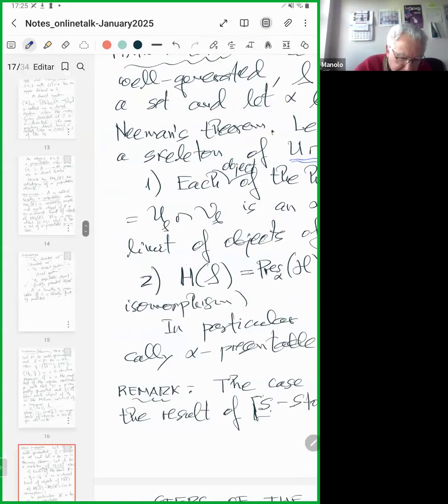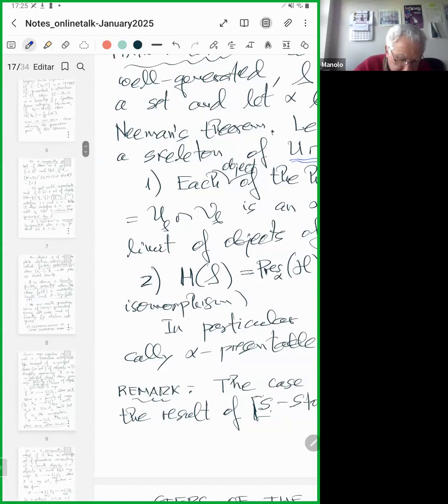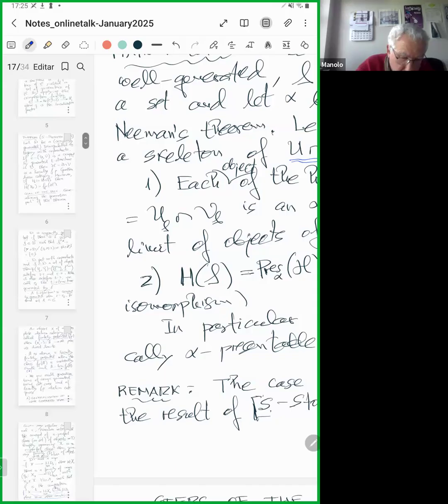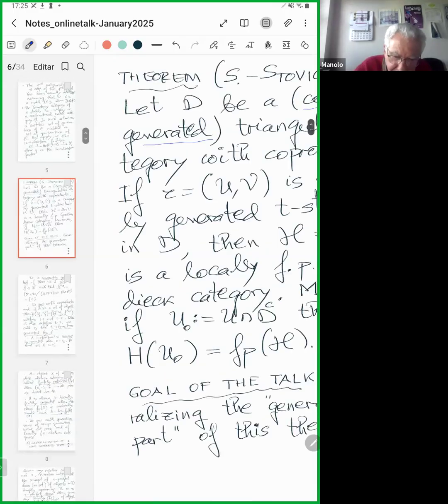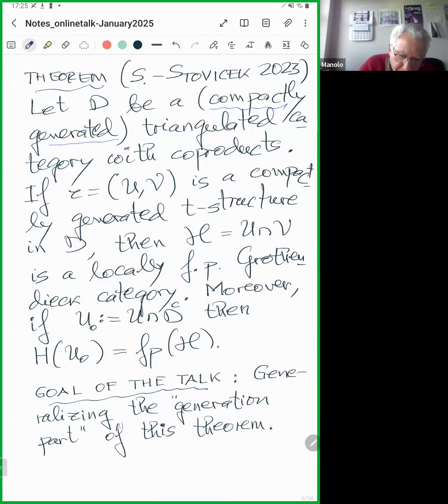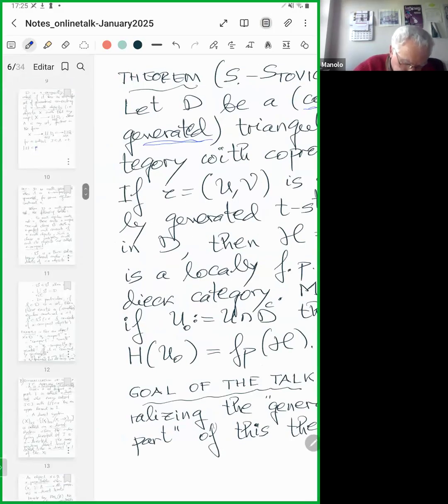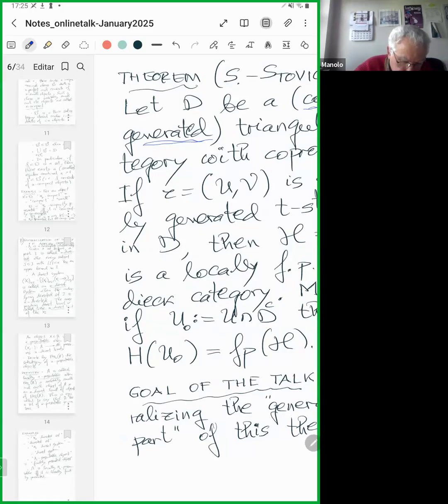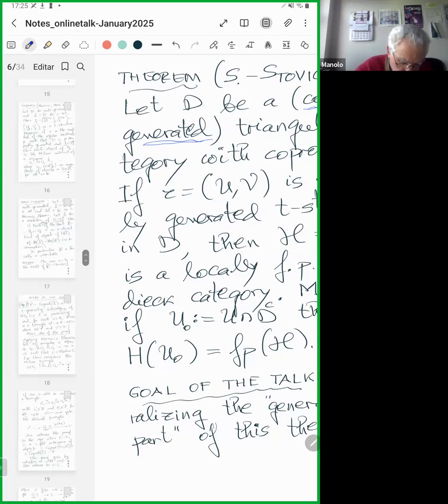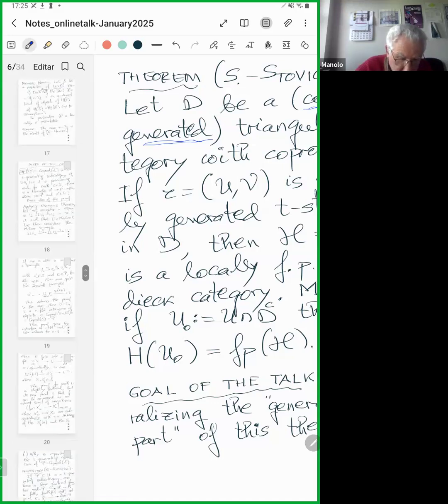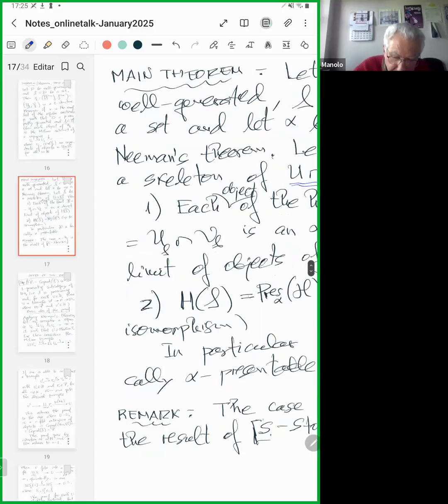I mentioned at the beginning, when I stated that theorem, that there was a bracket in between. The theorem when you delete the bracket is equivalent to the general theorem. A generalization of the result is when you put here compactly generated, then the result that I try to prove now is precisely a generalization of this part. Okay, this is the theorem.